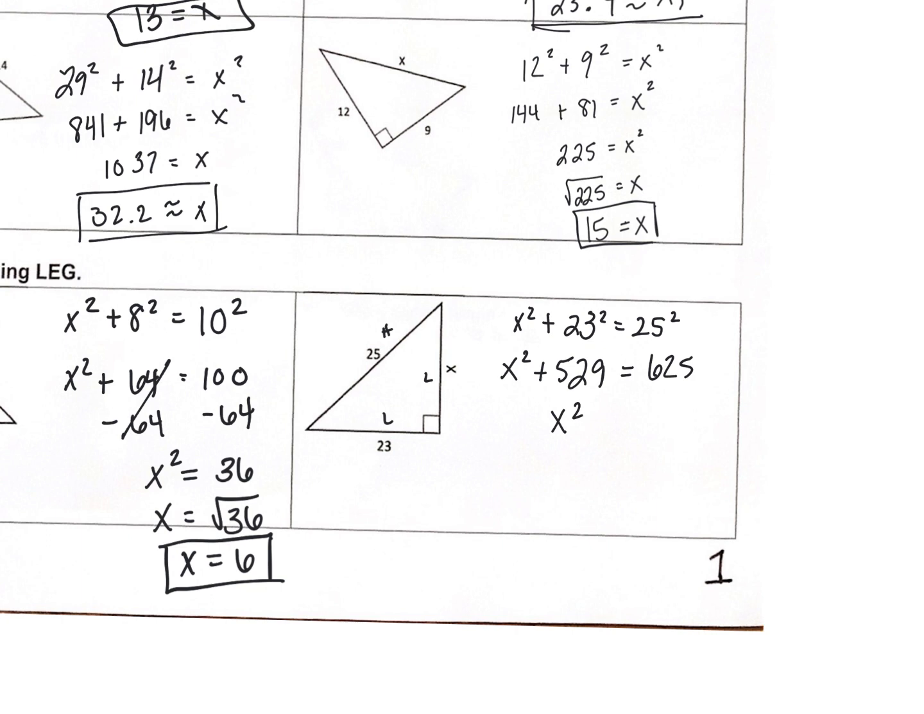We're moving it to the other side of the equal sign, so now it's subtraction. 625 minus 529. And we're going to say x squared equals 625 minus 529, which is 96. And take the square root of both sides, leaving you with x equaling the square root of 96, which then will equal about 9. This one is a rounded one. Remember, when it's rounded, it's about 9.8.